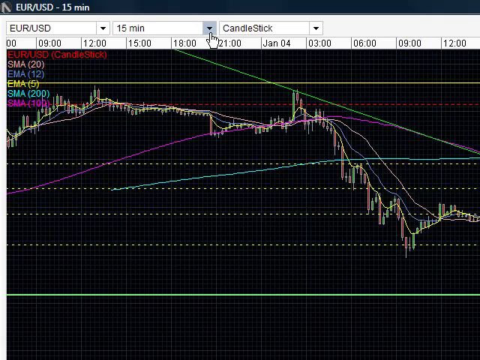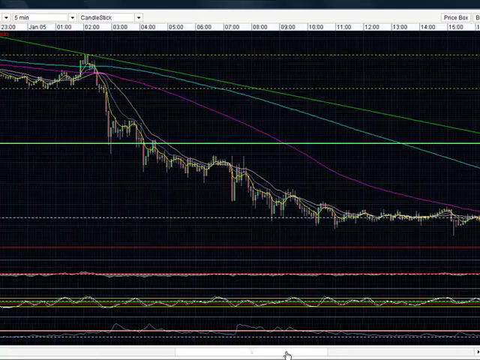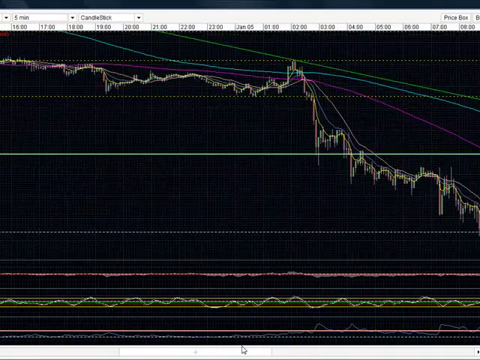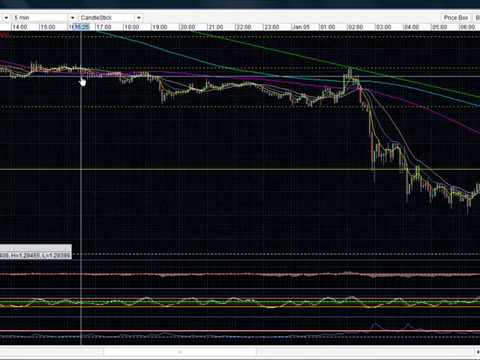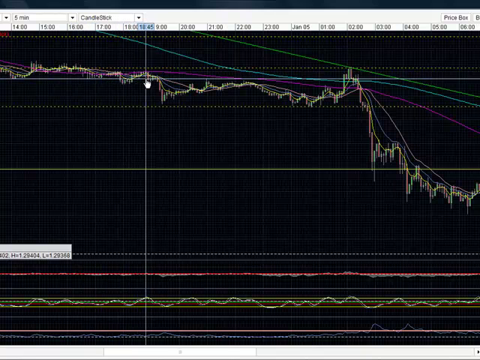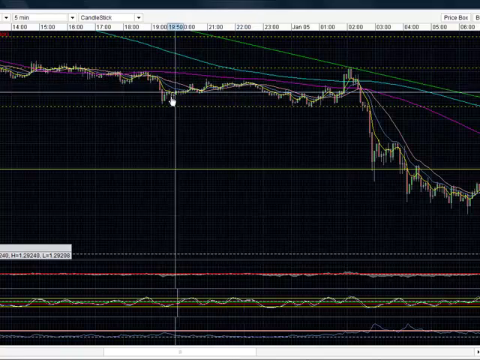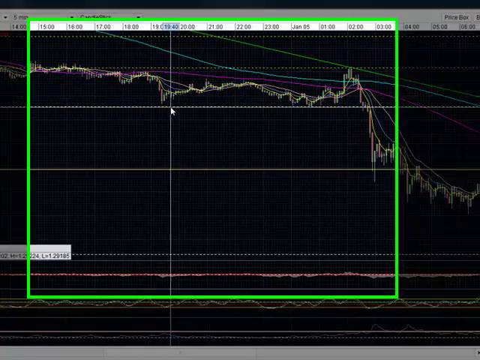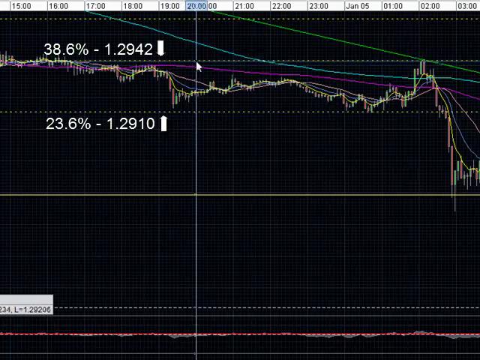Now let me go to the 5-minute chart so I can zoom in on price action for today. Now if you glance back towards our Asian trading session, you can see that it was trading pretty range bound. It was consolidating for a period of time, and it was range bound trading between two Fibonacci levels. Our 23.6% level at 29.10 served as support, and our 38.6% level at 29.42 served as resistance.